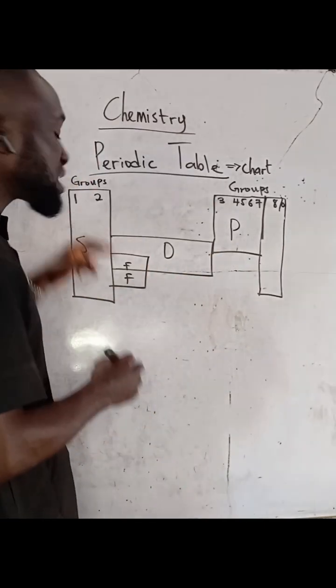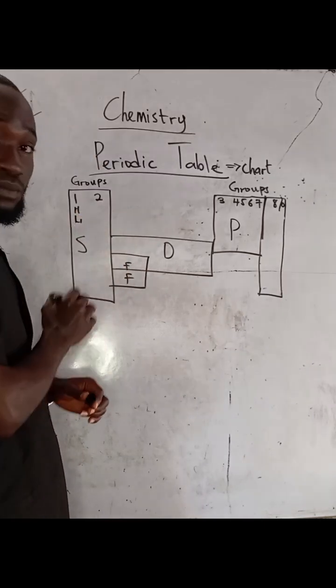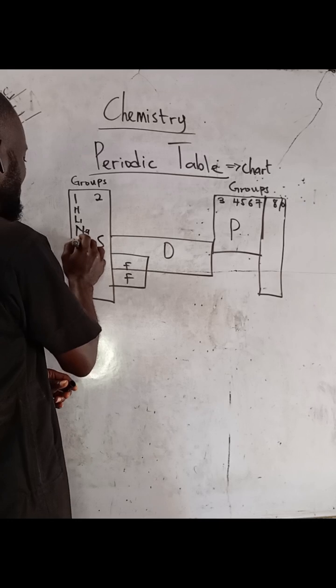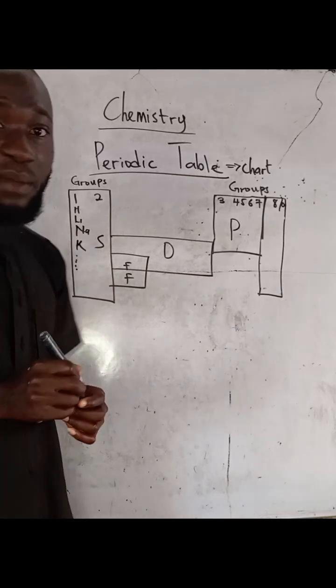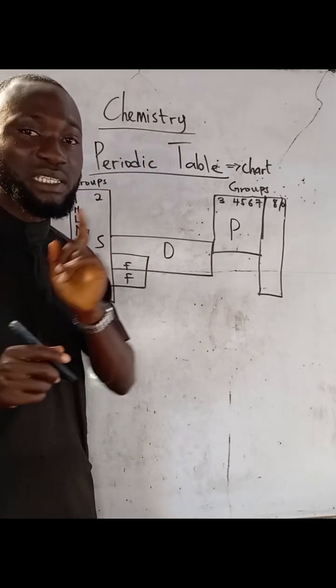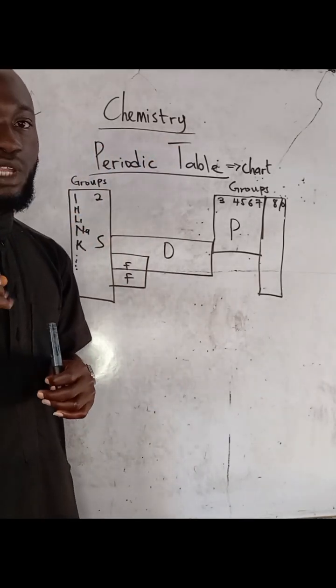Now let's look at this. The first element here is hydrogen. Yes, we have lithium. We have what? Sodium. We have what? Potassium, and so on and so forth. We have them like that. Now up to francium, those elements have one valence electron. Now look at hydrogen. Hydrogen is only having one electron, and that is the valence electron.